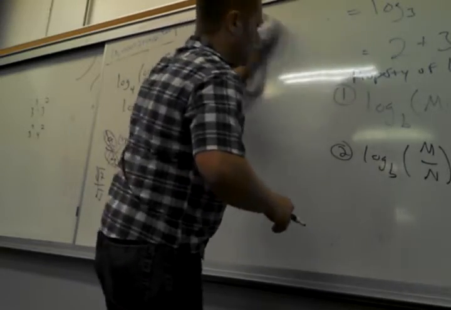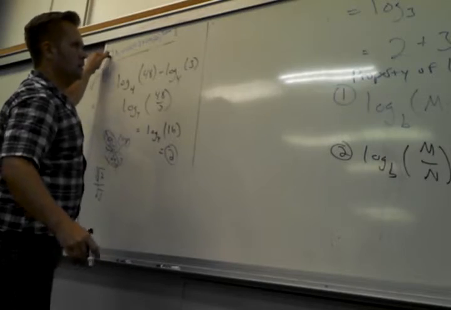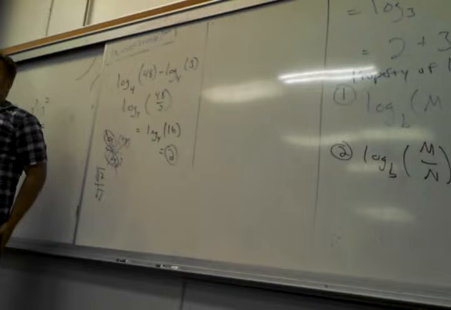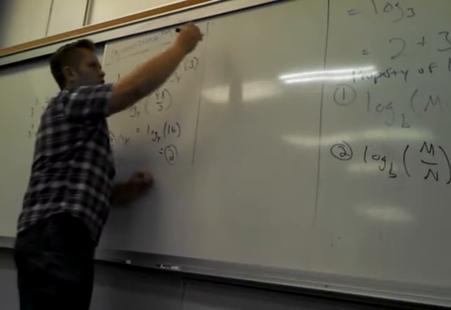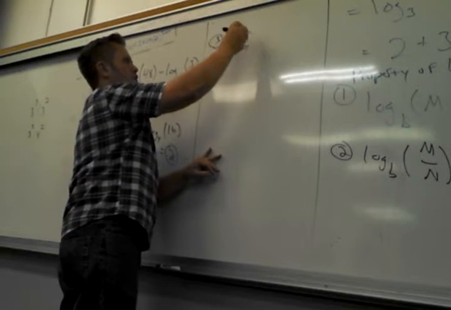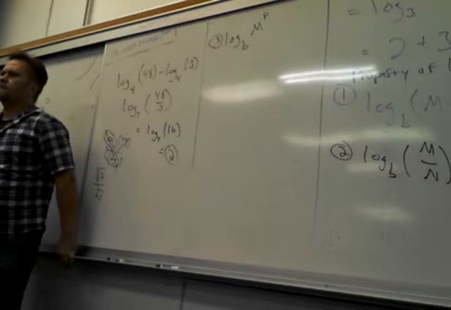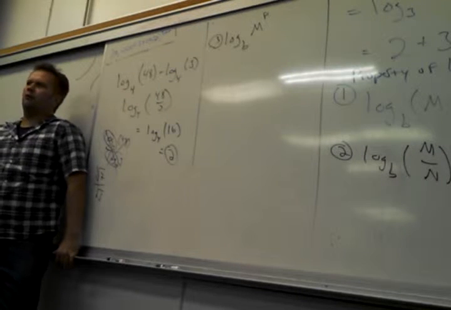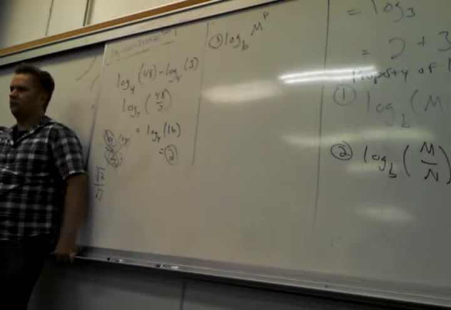So here's the most important property, which directly relates to how to solve this. This comes right off of property number 1. Here's property number 3. If I have log base b of m to some power p. This is the most important property of logarithms. They're all important, this just happens to be a little more important.